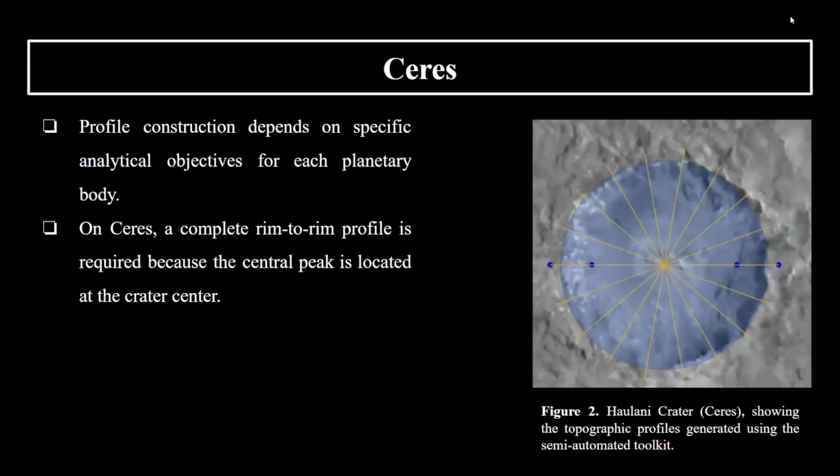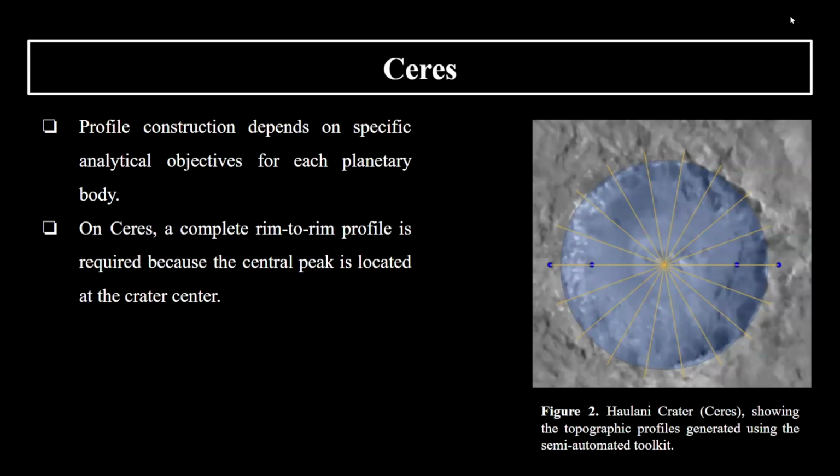There are some differences in how these profiles are constructed, because they depend on the specific analytical objectives for each planetary body. So on Ceres, we need a complete rim-to-rim profile because obviously the central peak is located at the center of the crater, as you can see here in figure 2 of Haulani crater, showing the topographic profiles that are generated using the semi-automated toolkit.